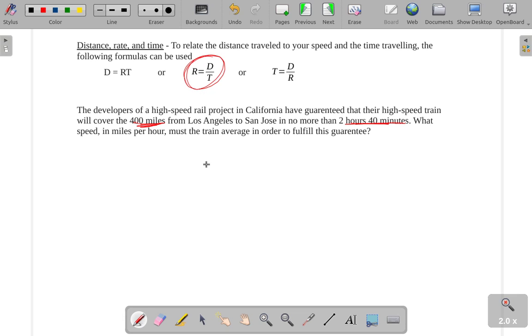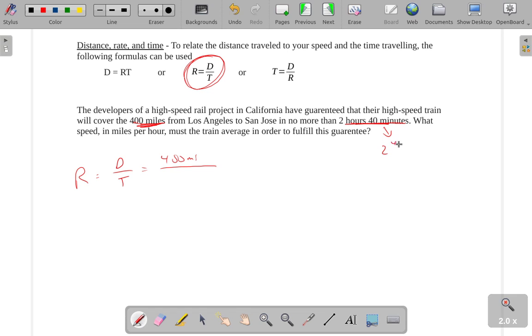So it looks like this formula right here is the one I'm going to want. I'm going to want rate equals distance over time. This is the way I want this formula arranged. The distance, of course, is 400 miles. And the time, well, 2 hours 40 minutes is a little bit problematic, because I just want this to be in hours.